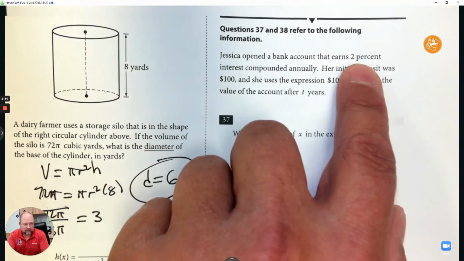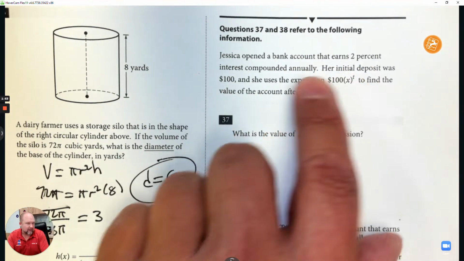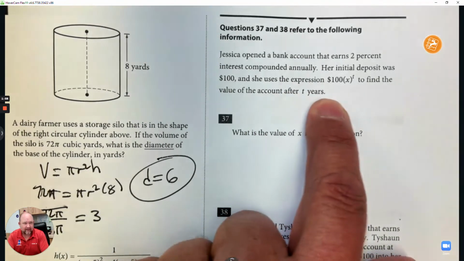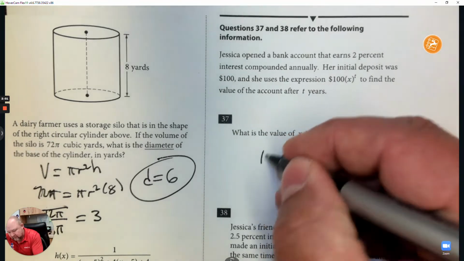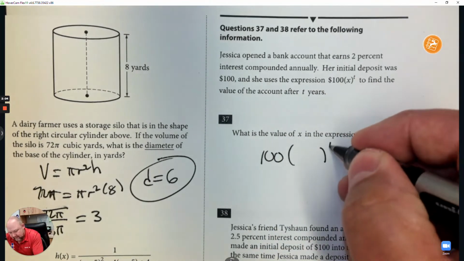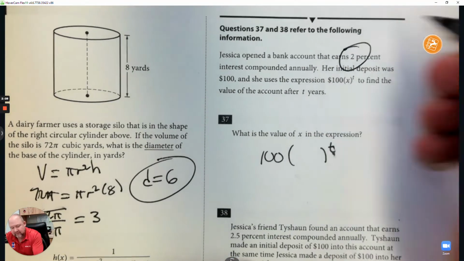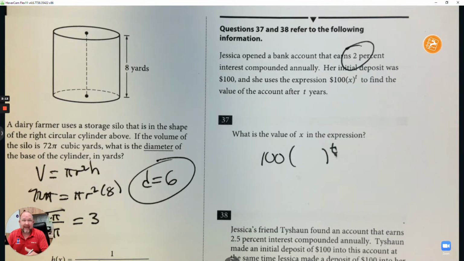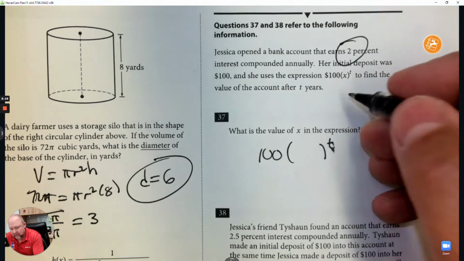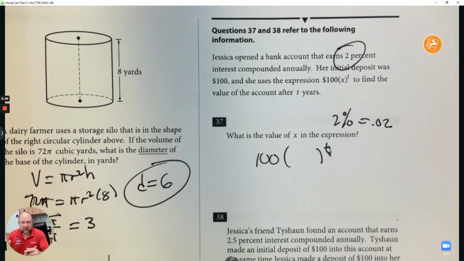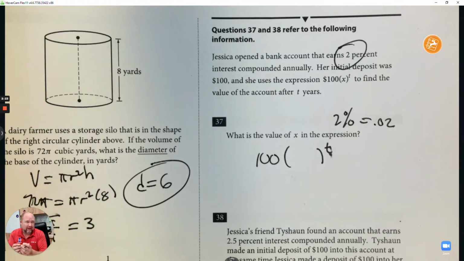Jessica opened a bank account that earns 2%. Her initial deposit was $100, and she uses this expression to find the value of the account after T years. The initial money is 100, and the T represents how many years it's been in there. What should X represent? It represents the interest, but compounded. If I just put in 2%, 0.02, that would not show the increase in the account. All that would do is show how much interest I got, but it wouldn't show the $100 and the interest. I want both.